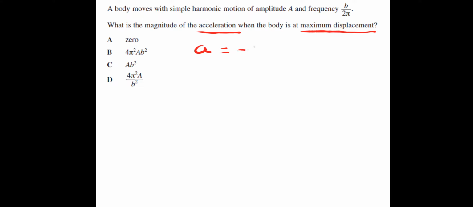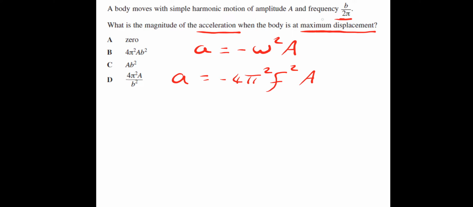So acceleration is equal to minus omega squared, and instead of x, we're going to put A for amplitude. That's the maximum displacement. Then we just need to do some substitutions. So frequency is B over 2 pi. So we need to substitute in acceleration is equal to, and omega is 2 pi f. We should know that one now. So that would be minus 4 pi squared f squared a. So that's just the equation omega is 2 pi f squared to give 4 pi squared f squared.